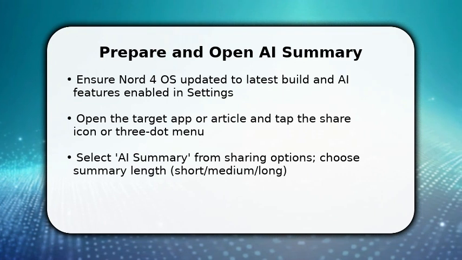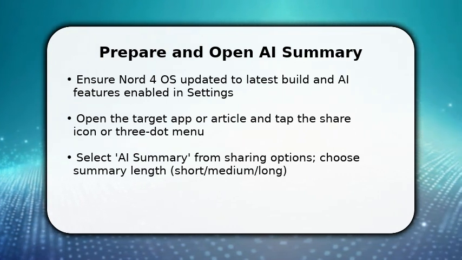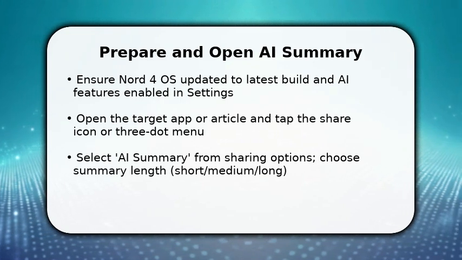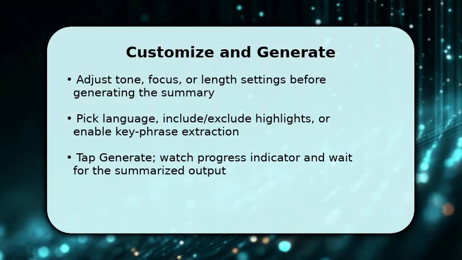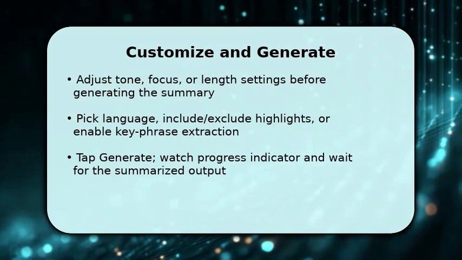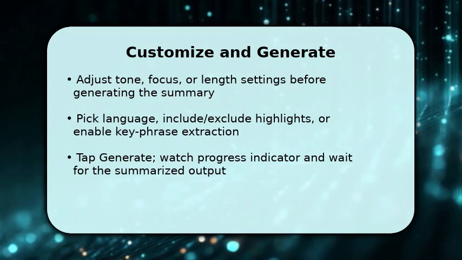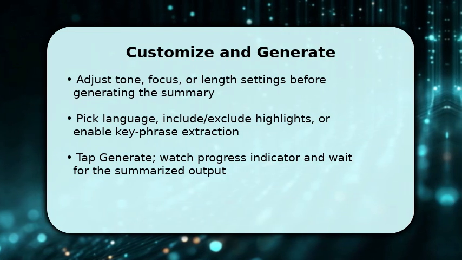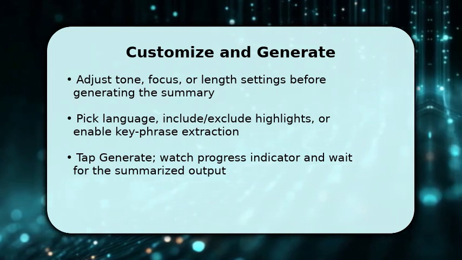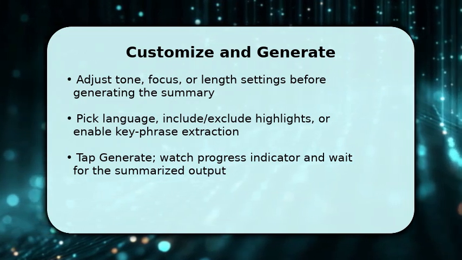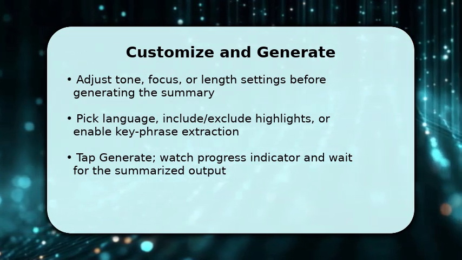Doing this first speeds the process and avoids redoing steps if the tool needs extra permissions or network access. Once done selecting the summary length, customize the output by choosing tone and focus so the AI emphasizes what matters to you. For example, technical versus plain language summaries. You can also enable key phrase extraction or toggle whether to include highlights and examples.